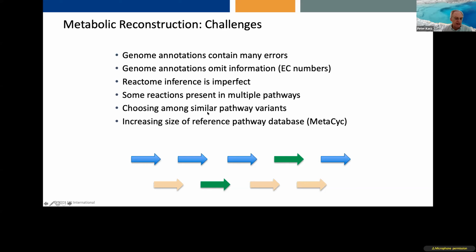Another challenge is that there are sometimes multiple variants of a given pathway present in our reference database, Metacyc. For example, we have something like 10 variants of the TCA cycle. And so choosing the correct variant to infer can be challenging. And in general, as Metacyc has grown over the years, we've had to make the inference algorithm more accurate to cut down the number of false positive pathways.